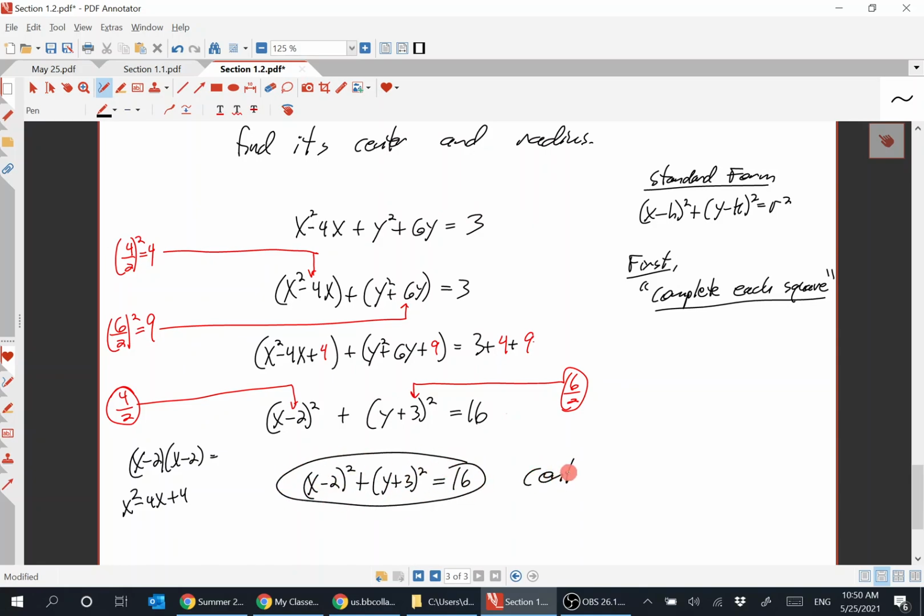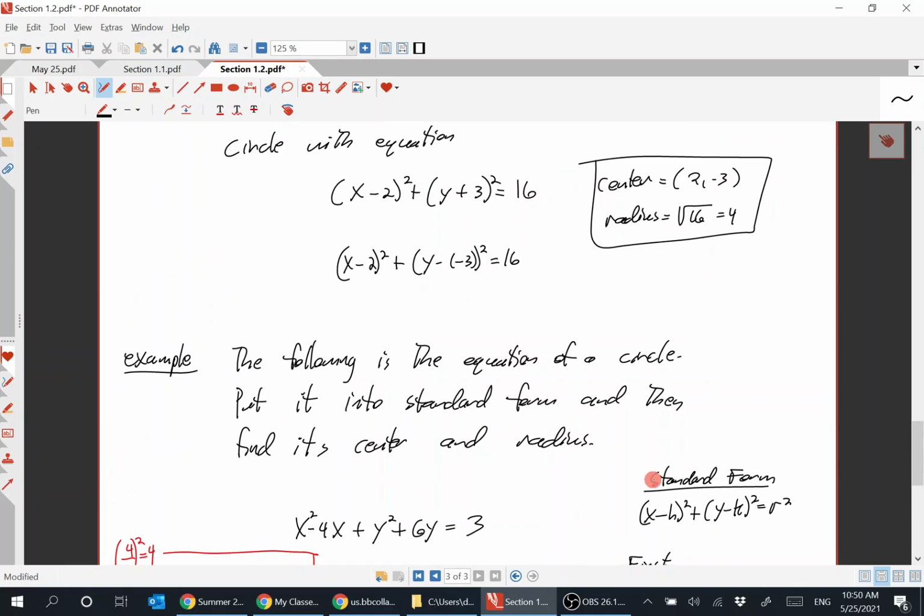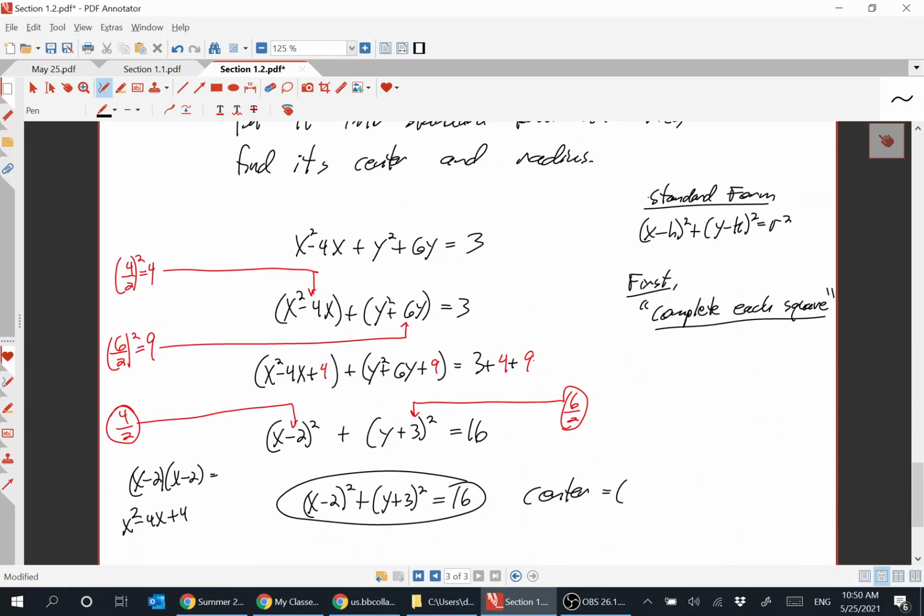So that's the standard form. The center, well, it's the same one that I did up here, actually. The center is 2, negative 3, and the radius is 4. So we took the equation for a circle here. We put it into standard form by doing this thing called completing the square. And once you do that, then you can read off the center and radius. Let me show you another example of that.